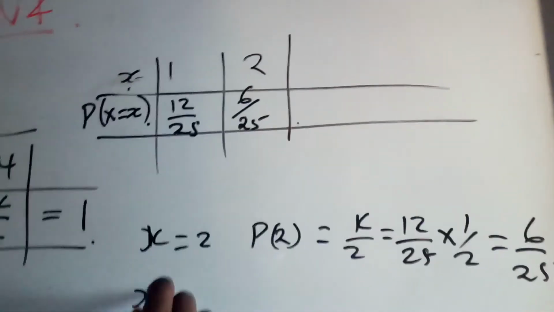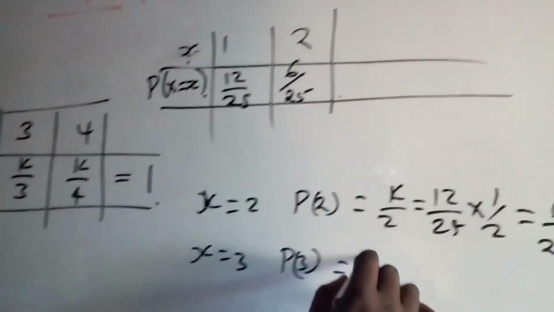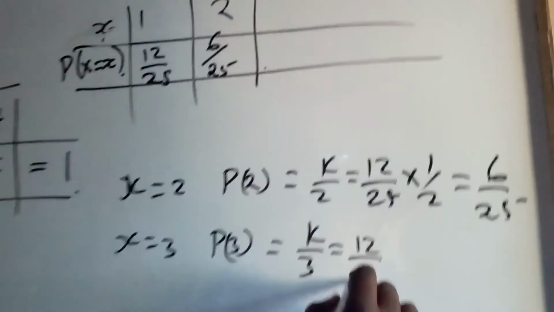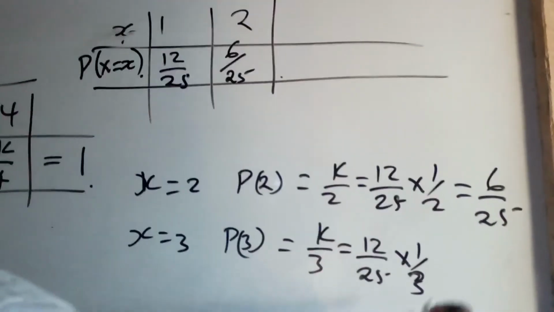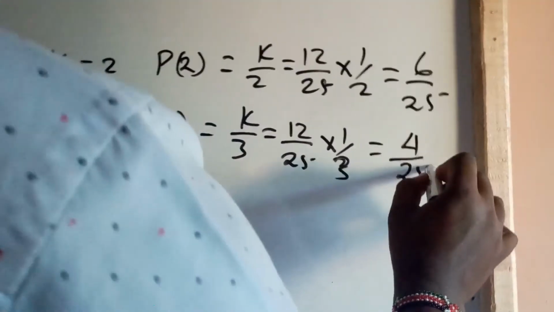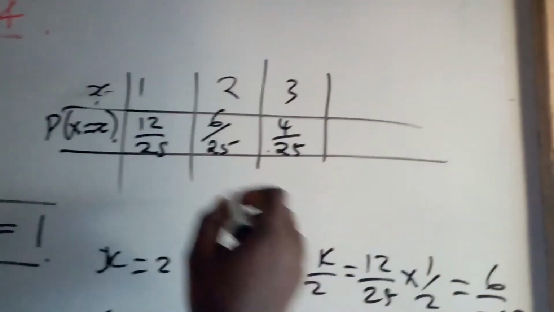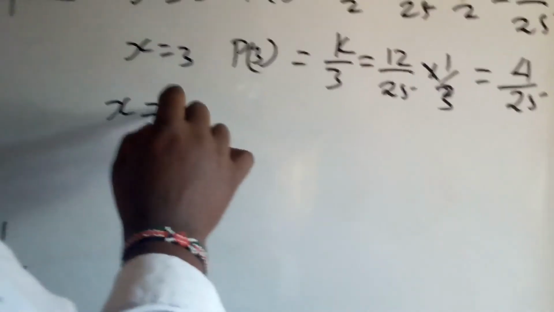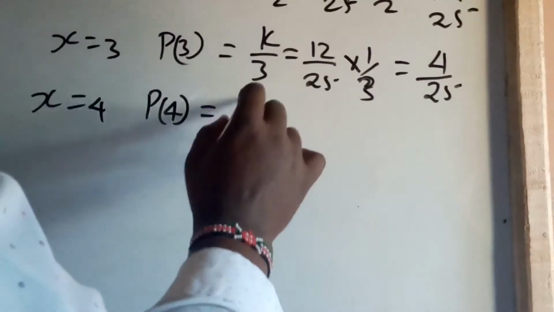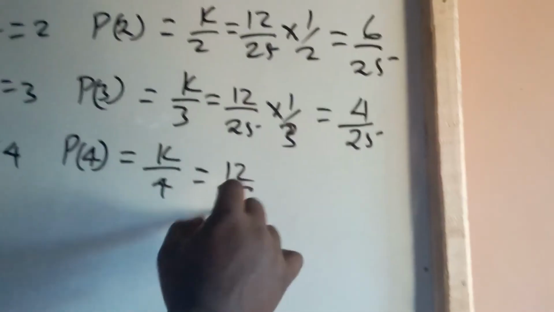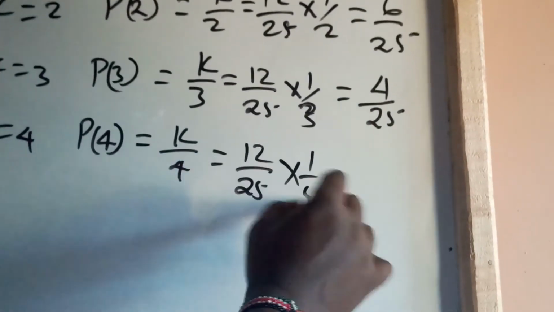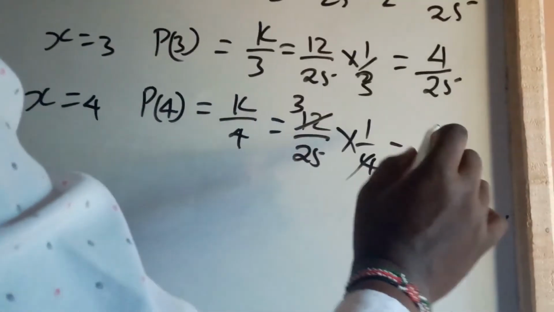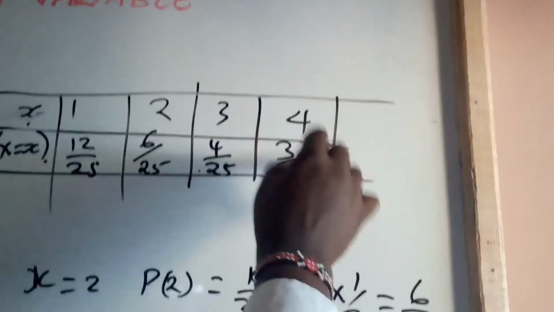What about when x is equal to 3? What is the probability of 3? This is k over 3, which is 12 out of 25 times, of course, a third, which is 4 out of 25. And the probability of showing a 3 is 4 out of 25. And finally, when we have a 4, what is the probability of having a 4? When x is equal to 4, then the probability of 4 is given by k over 4, where k is 12 out of 25, times a quarter, which is 3 out of 25.